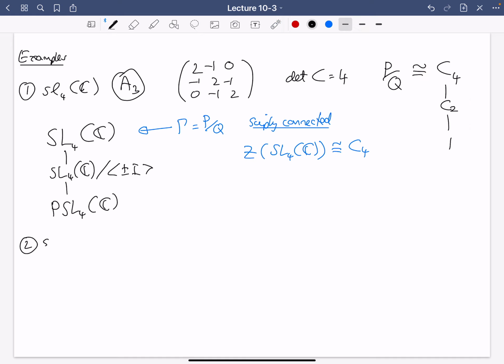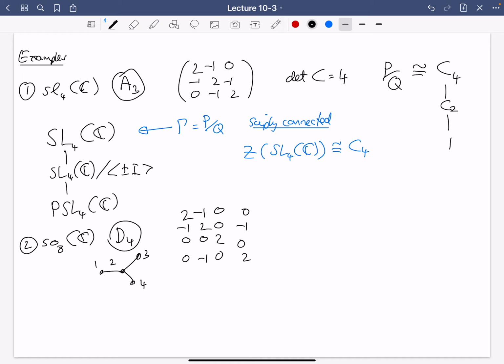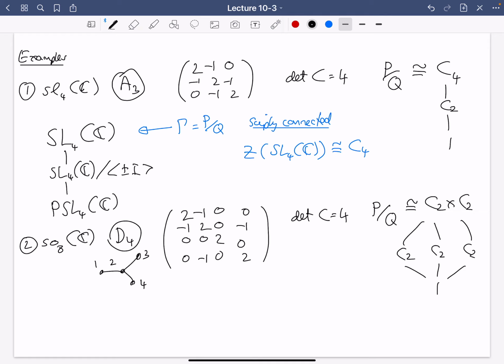Let's do SO8 of C. So this is D4. So the Cartan matrix is something like this, right? So we're looking at D4. There's the Dynkin diagram, and then what do I need? So again, the determinant of C is 4, but when you calculate the fundamental group, you find that it's actually the Klein 4 group. So you actually have 3 C2s sitting inside there.